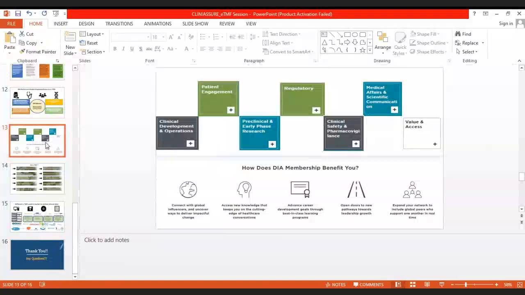Sir, eTMF saves time. There are fewer chances that the data will get misplaced. Then there is cost saving. Yes, that's all.